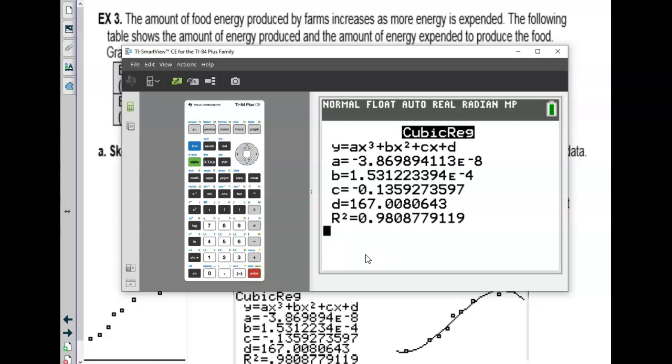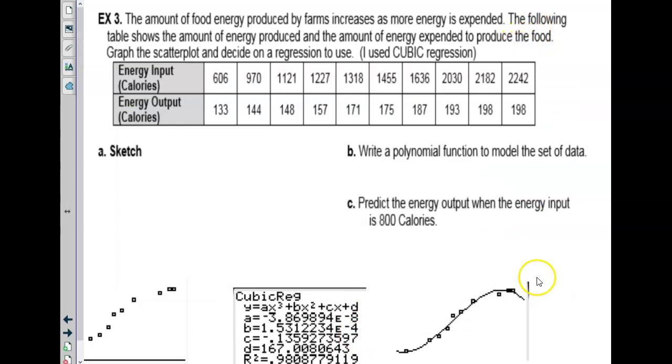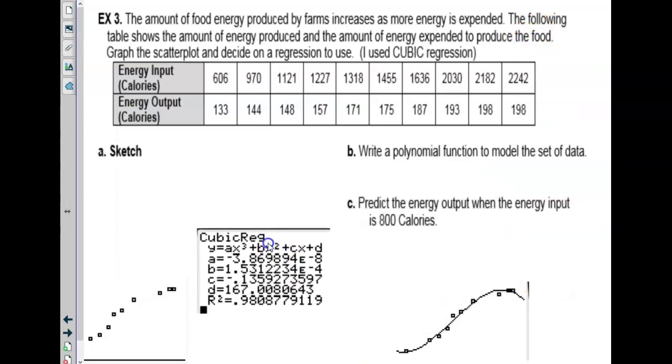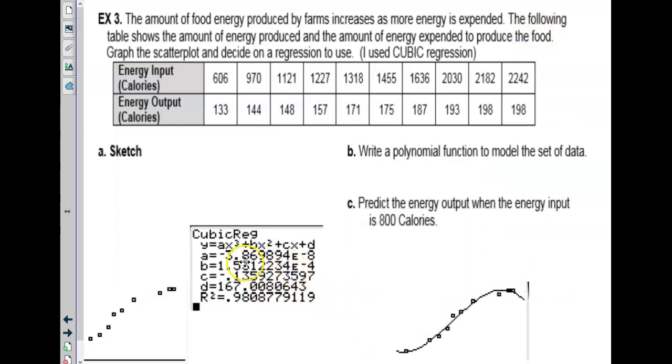Did you get something like that? Okay. Mine matches what I got last year. What else is true? Oh, I would have got this wrong probably if it was a quiz. What do you see about those numbers? Anybody notice this back here? Yes. A is negative 3.87 times 10 to the negative 8th x cubed.